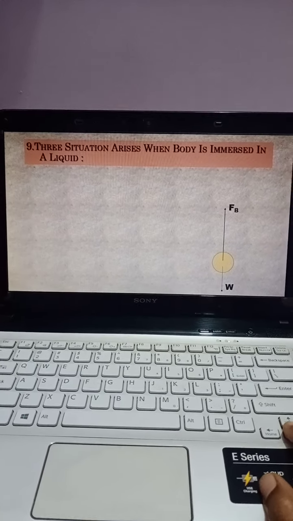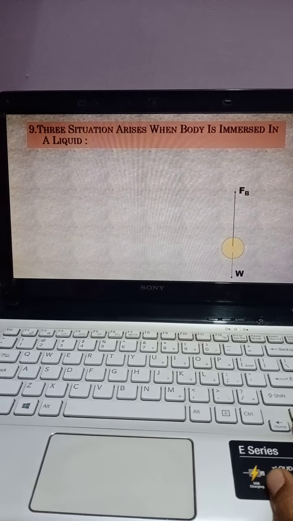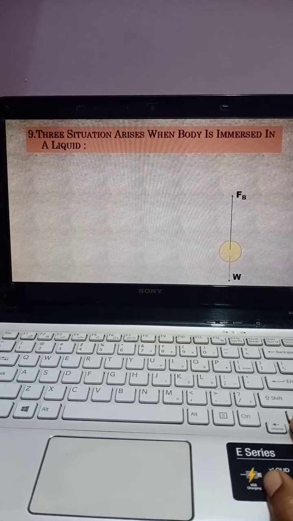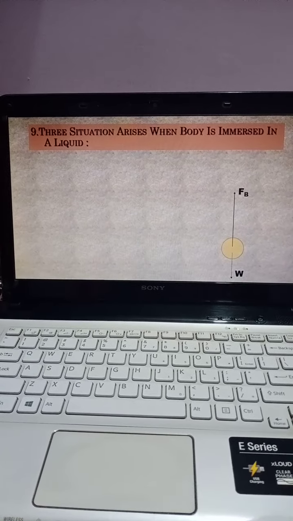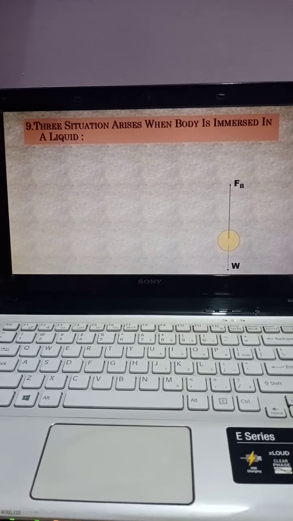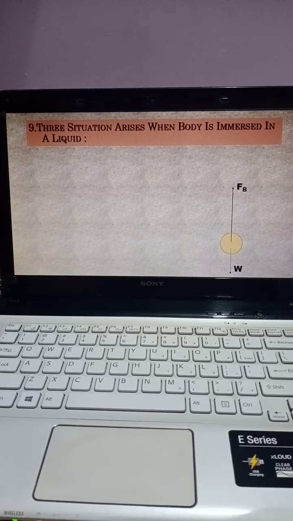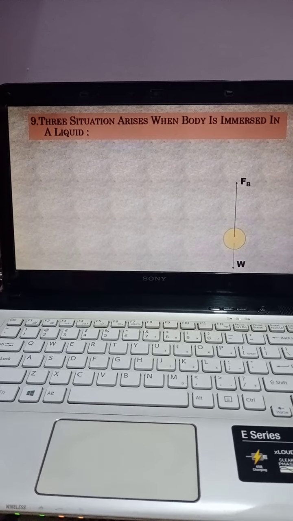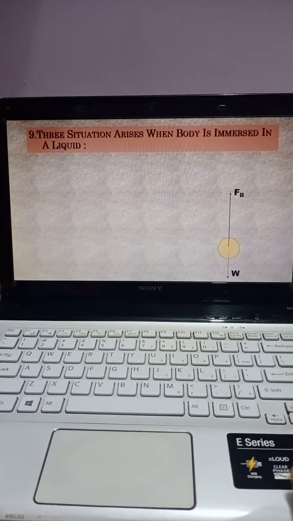Now we are going to see three different situations which arise when a body is immersed in a liquid. Three things can possibly happen: the body can float, the body can sink, or the body can float just below the surface of that liquid. So, first case.